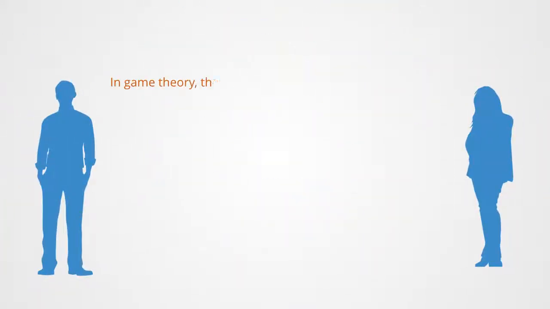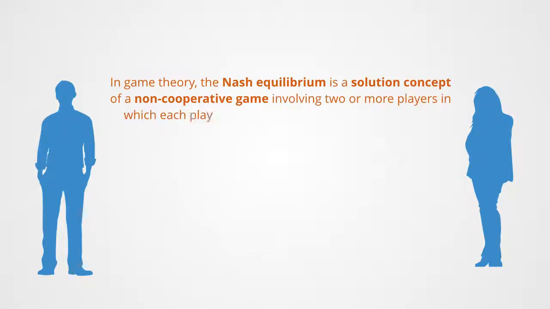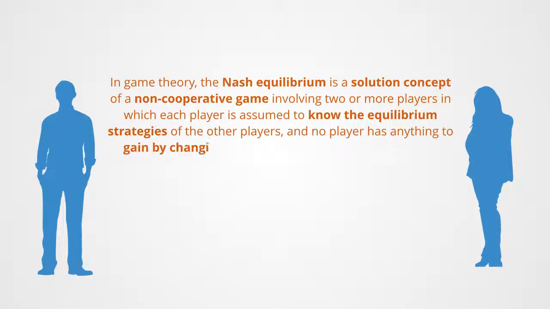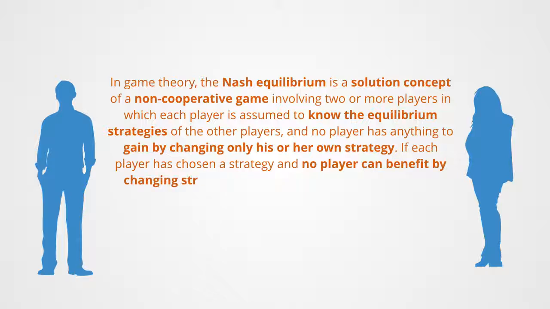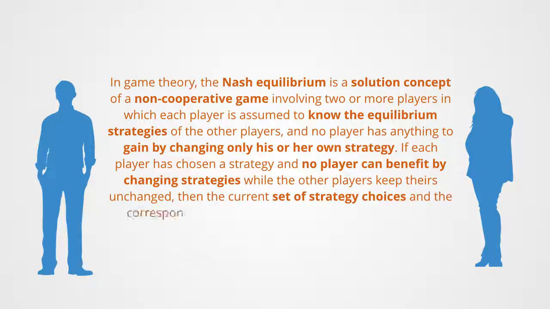In game theory, the Nash equilibrium is a solution concept of a non-cooperative game involving two or more players, in which each player is assumed to know the equilibrium strategies of the other players, and no player has anything to gain by changing only his or her own strategy. If each player has chosen a strategy and no player can benefit by changing strategies while the other players keep theirs unchanged, then the current set of strategy choices and the corresponding payoffs constitute a Nash equilibrium. The idea of a Nash equilibrium is one of the foundational concepts within classical game theory.